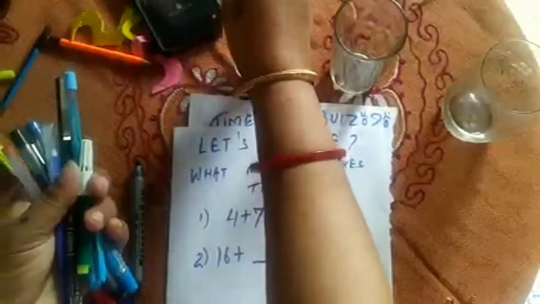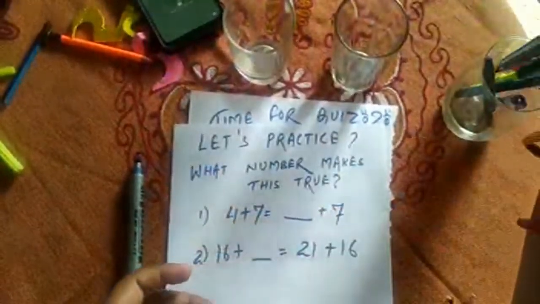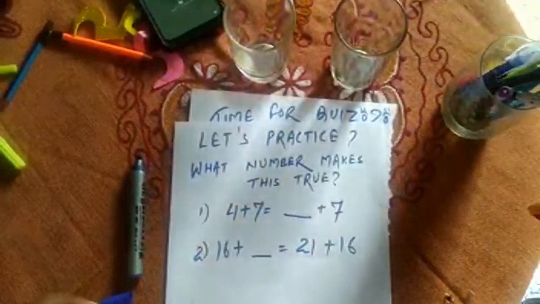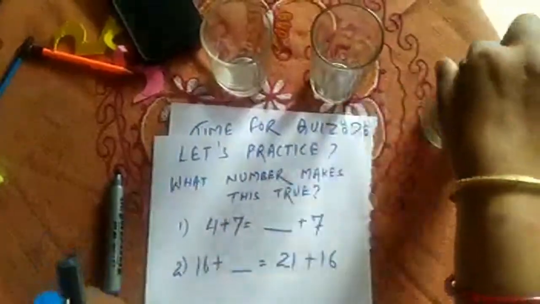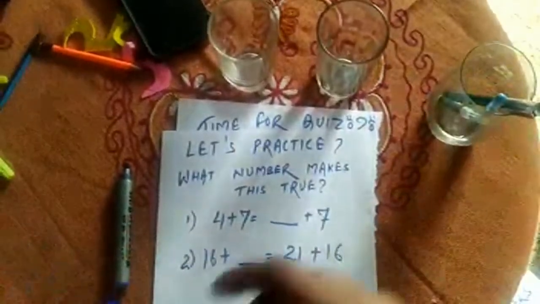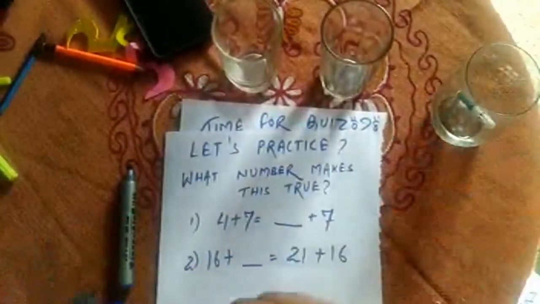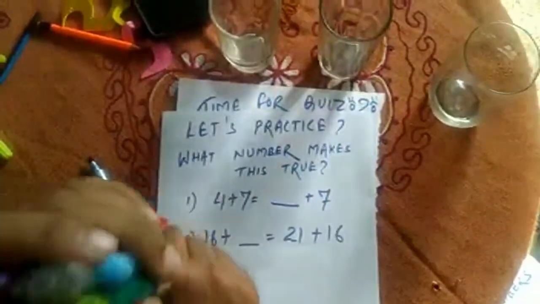7 and 4. Total added and they are taken together. So what is the total? 1, 2, 3, 4, 5, 6, 7, 8, 9, 10, 11. So 4 plus 7 is 11.